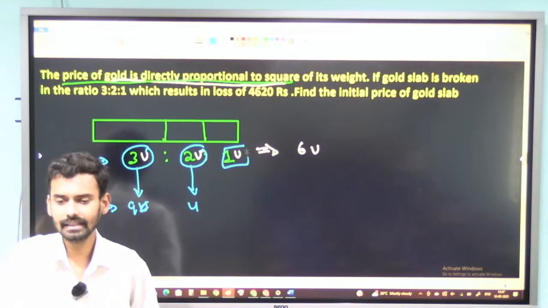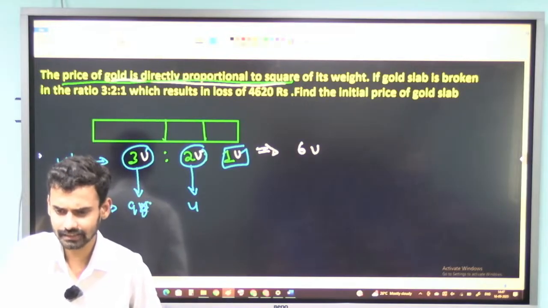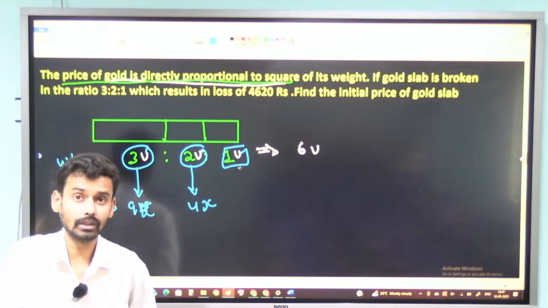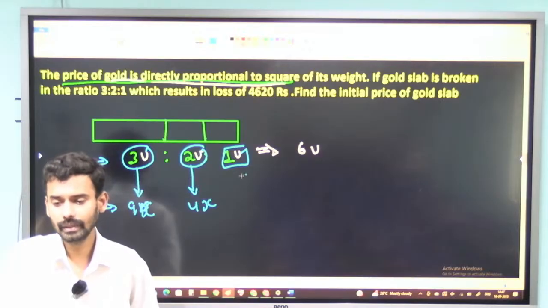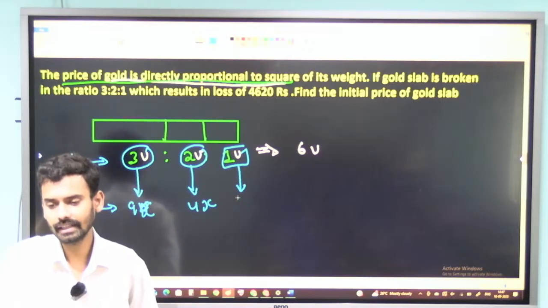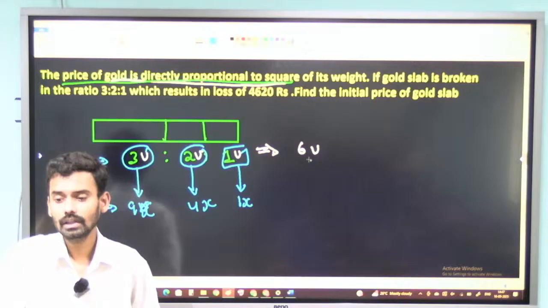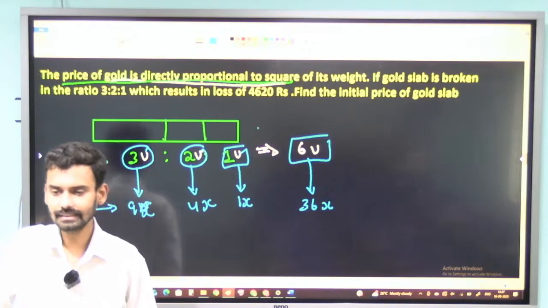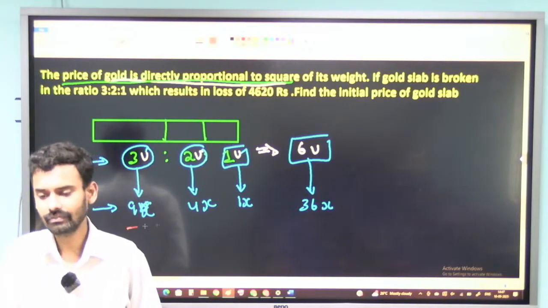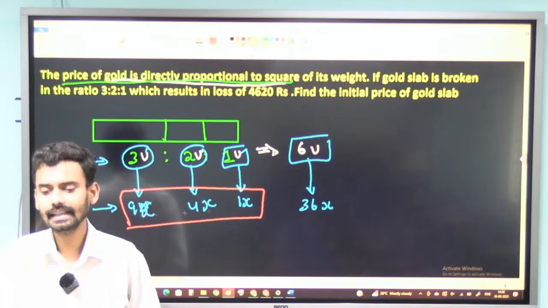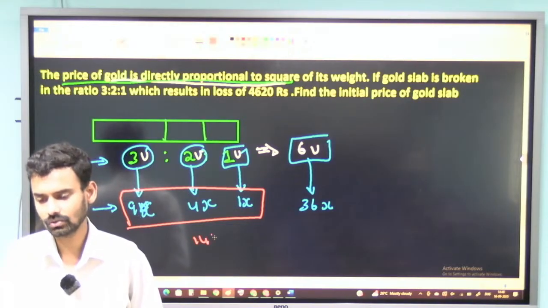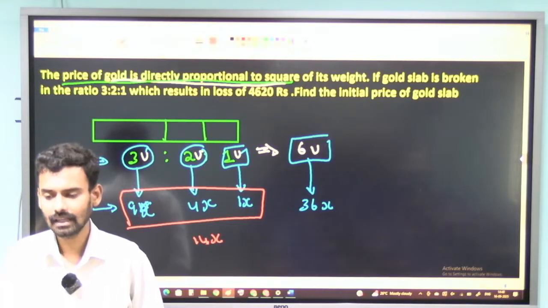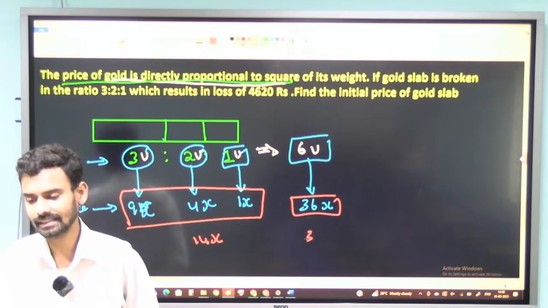Similarly here, I will not take units, I will take x, because I need to use a different variable. Now 1 unit will become 1 square, which is again 1 itself, so it is 1x. Now 6 square, this is before breaking, 6 units, so its price will be 36x. After breaking, if I add all the prices, it is 9x plus 4x plus 1x, which is 14x. So 14x is the price, but initially its price was 36x.